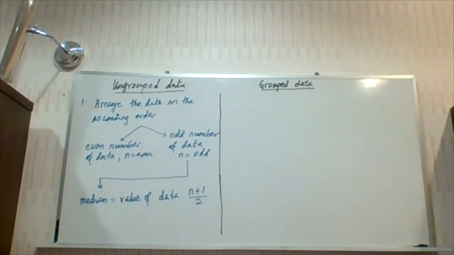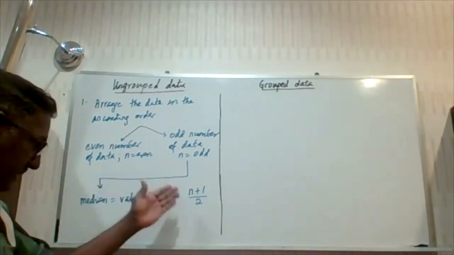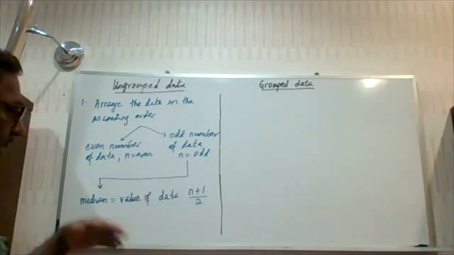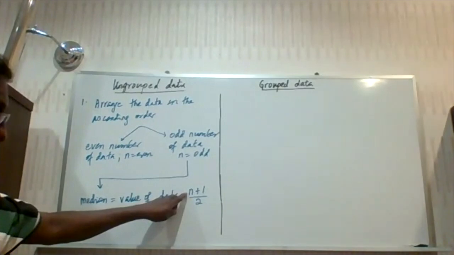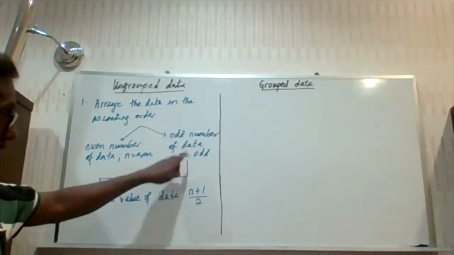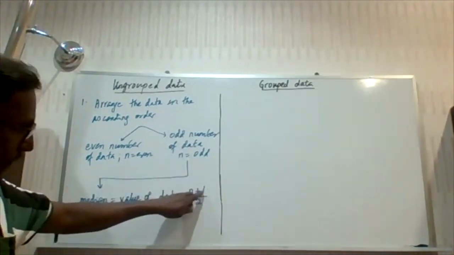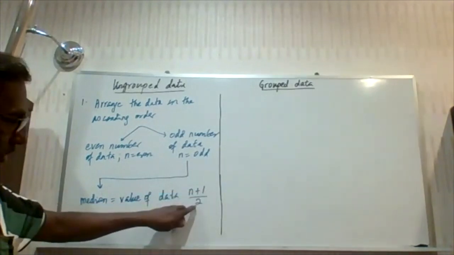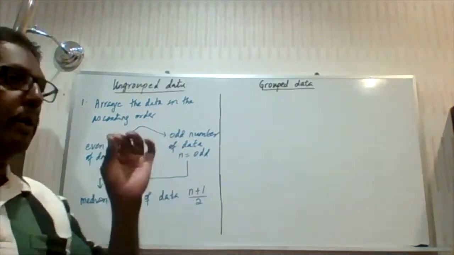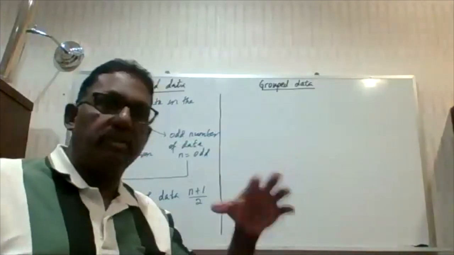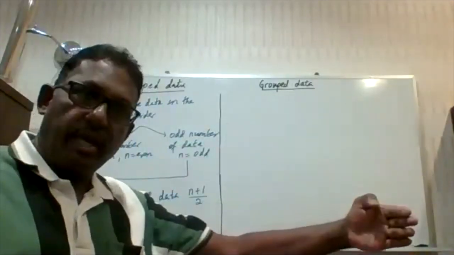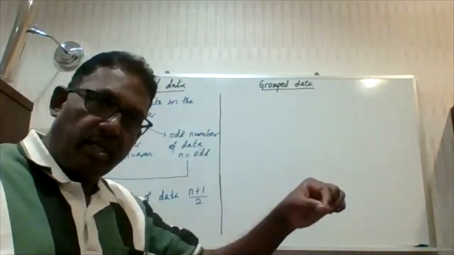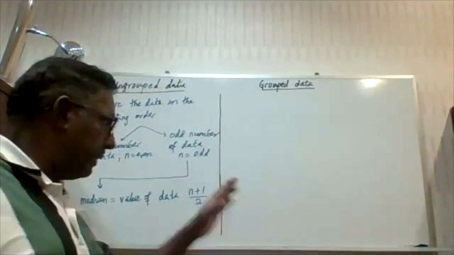That means, for example, let's say you have 7 data. That means your n is 7, so that's an odd number. So 7 plus 1 is 8, divided by 2, that will be 4. So your median is the fourth data. Remember, you've already arranged it in ascending order. Just go to the fourth data, that's the value. All right, that's what it means.